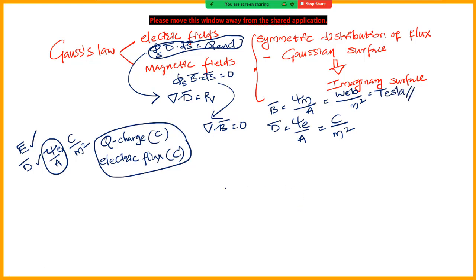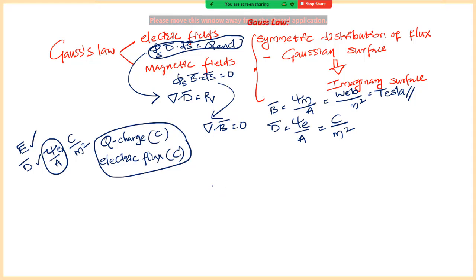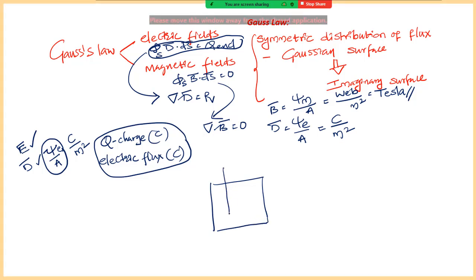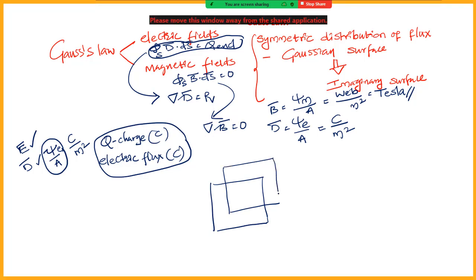So anyhow, you come to this electric fields Gauss law only. Gauss law for the electric fields only. So listen carefully. Understanding of this one is very, very important. See carefully. Assume one room is there, and all the walls in that particular room are having the same dimensions. So that room is in the form of a cube. So all the walls are having the same dimensions.